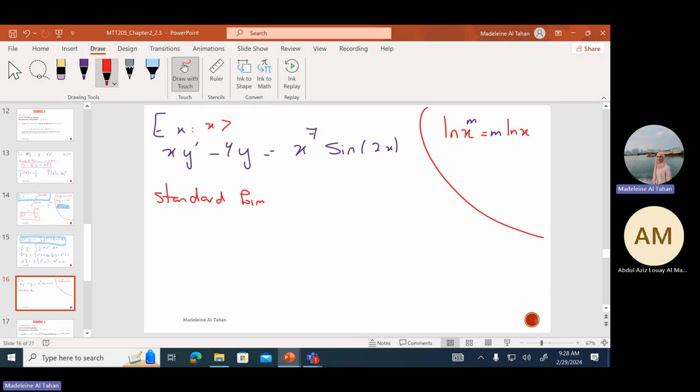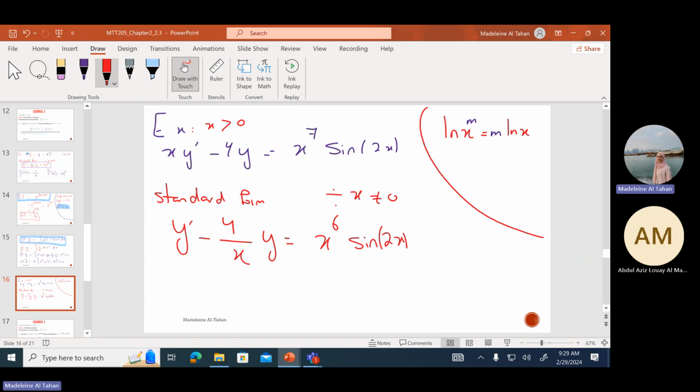I should tell you here that x is positive, but suppose that I did not tell it to you, you will suppose that it is positive. So what's the standard form? Who will divide by x? That is not 0, right? This step all of us did. So y prime minus 4 over x y equals x to the 6 sine 2x.